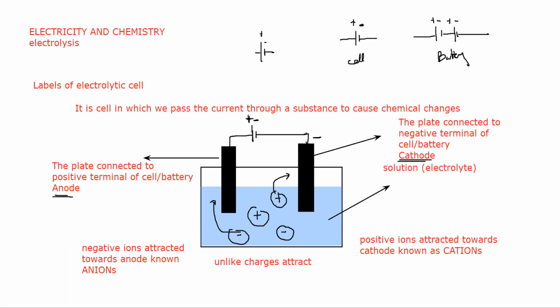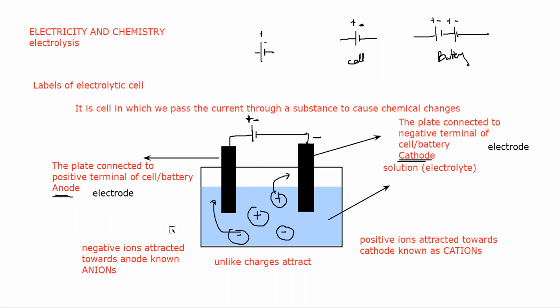A common name can be used for both anode and cathode. So we can say this is electrode. We can also say this is electrode. So anode and cathode, the common name for them is electrode. So anode is known as electrode, cathode is also known as electrode. But specifically, the electrode which is connected with a negative terminal, we call cathode, and the plate which is connected with a positive terminal, we call anode.